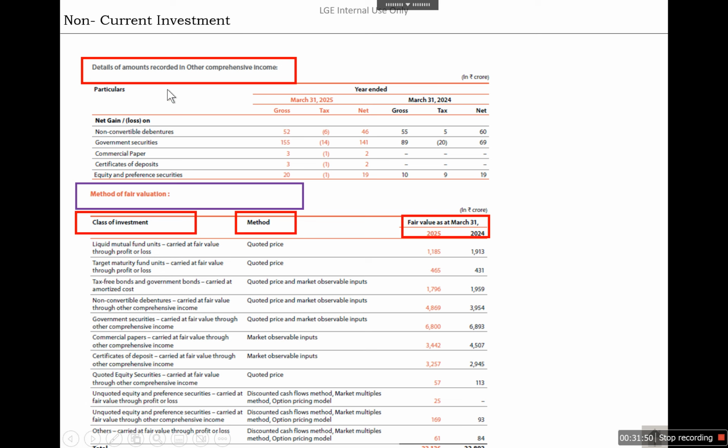And apart from it, we need to disclose the details of amounts recorded in OCI, and the fair valuation with the class of investment, the method that we adopted: quoted price and market observable inputs, or discounted cash flow method, market multiple methods. The method of valuation and fair value of that is also disclosed here.